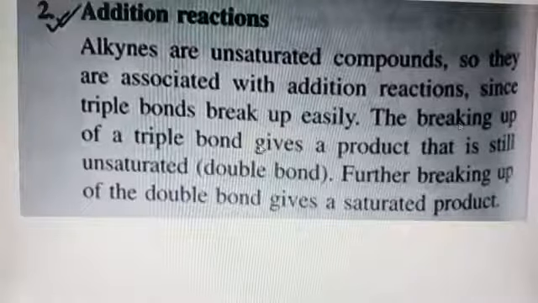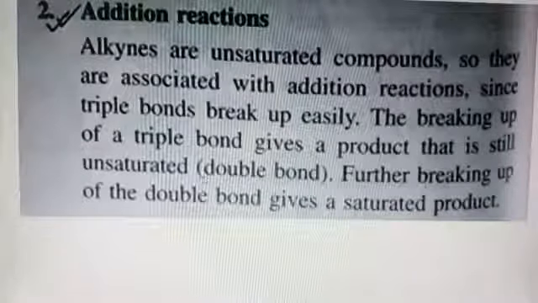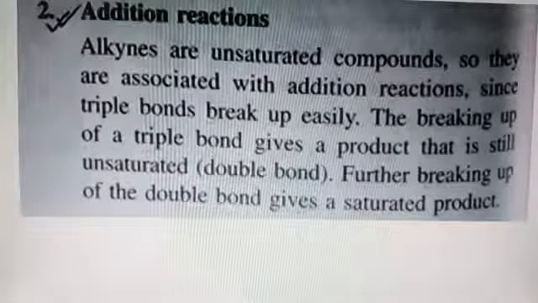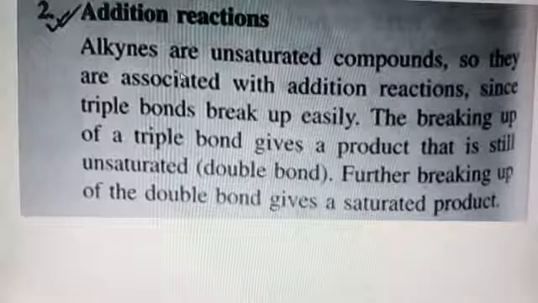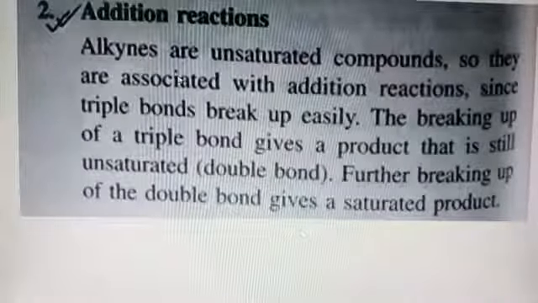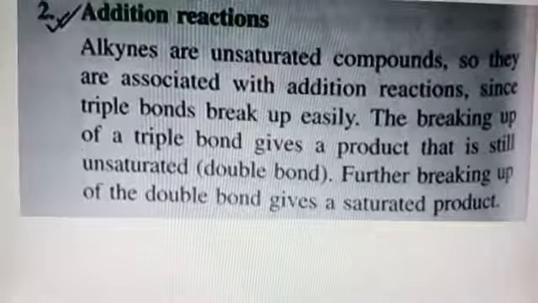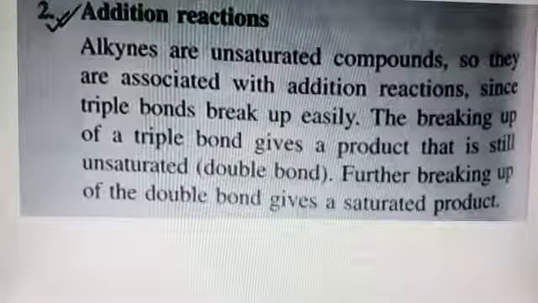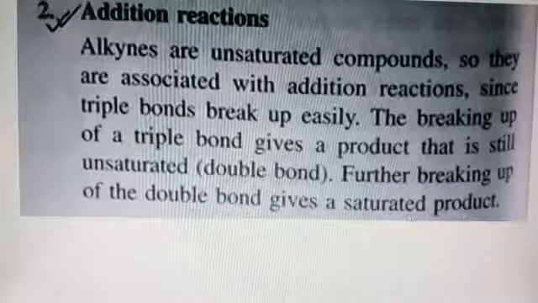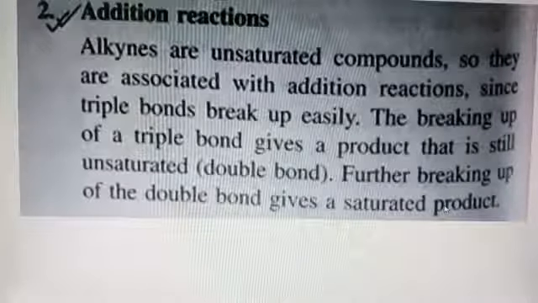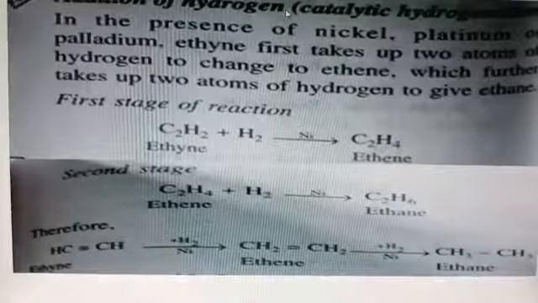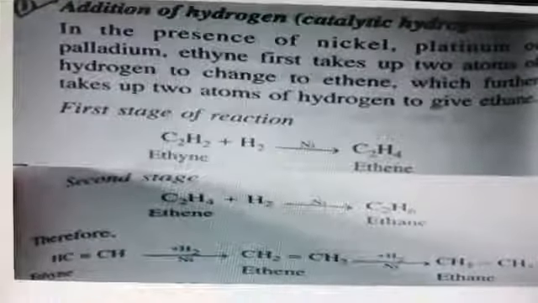The breaking up of a triple bond gives a product that is still unsaturated, that is, a double bond. Further breaking up of the double bond gives a saturated product. So in alkynes, when the triple bond breaks, the product formed will have a double bond, which is also unsaturated, and this double bond further breaks to give a saturated product, that is alkane. So alkyne first gives alkene, and alkene gives alkane. So let's see the addition of hydrogen.